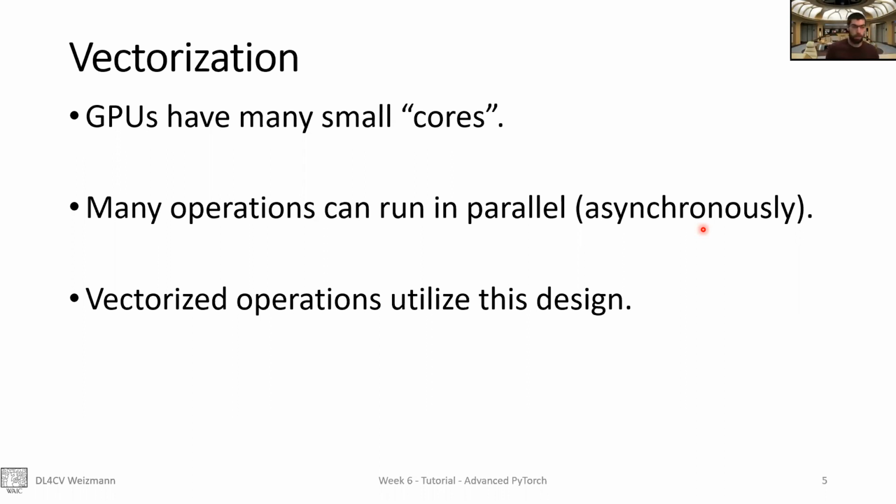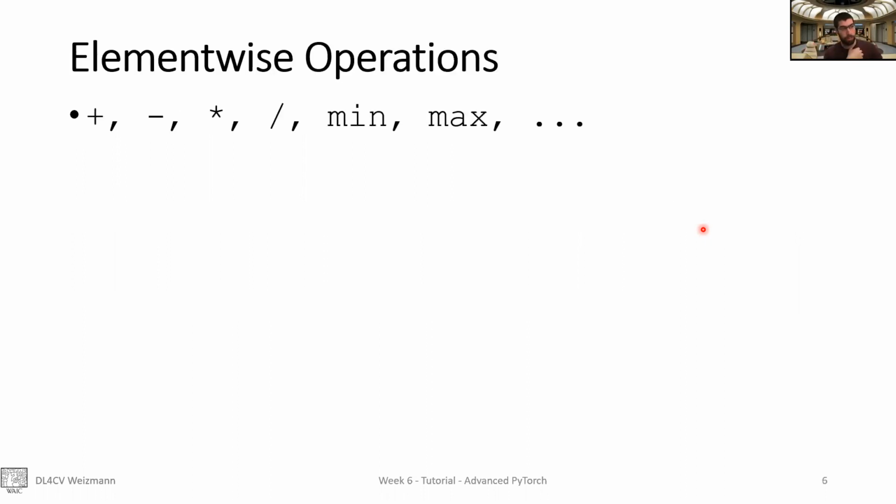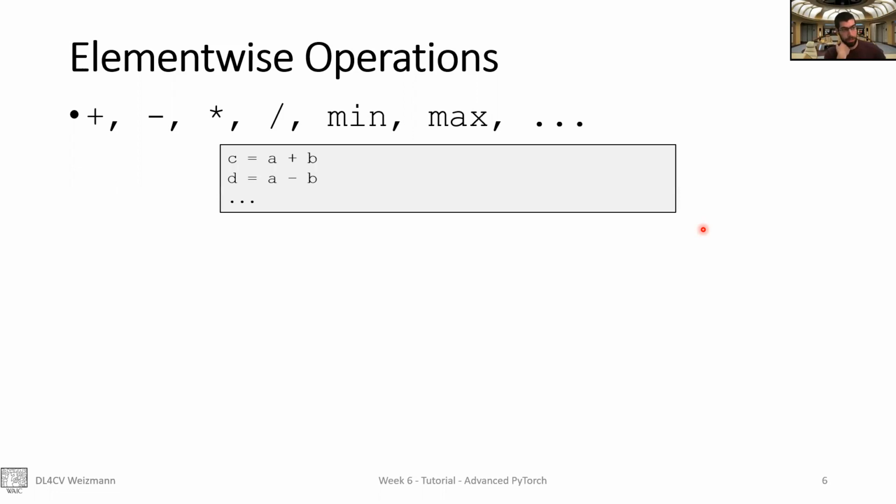So which vectorized operations do you already know? Element-wise operations, like the arithmetic operations that Shir talked about in the last tutorial. So if you have two tensors A and B and you add them or subtract them, this will be run in a vectorized way on the GPU and will be very fast.